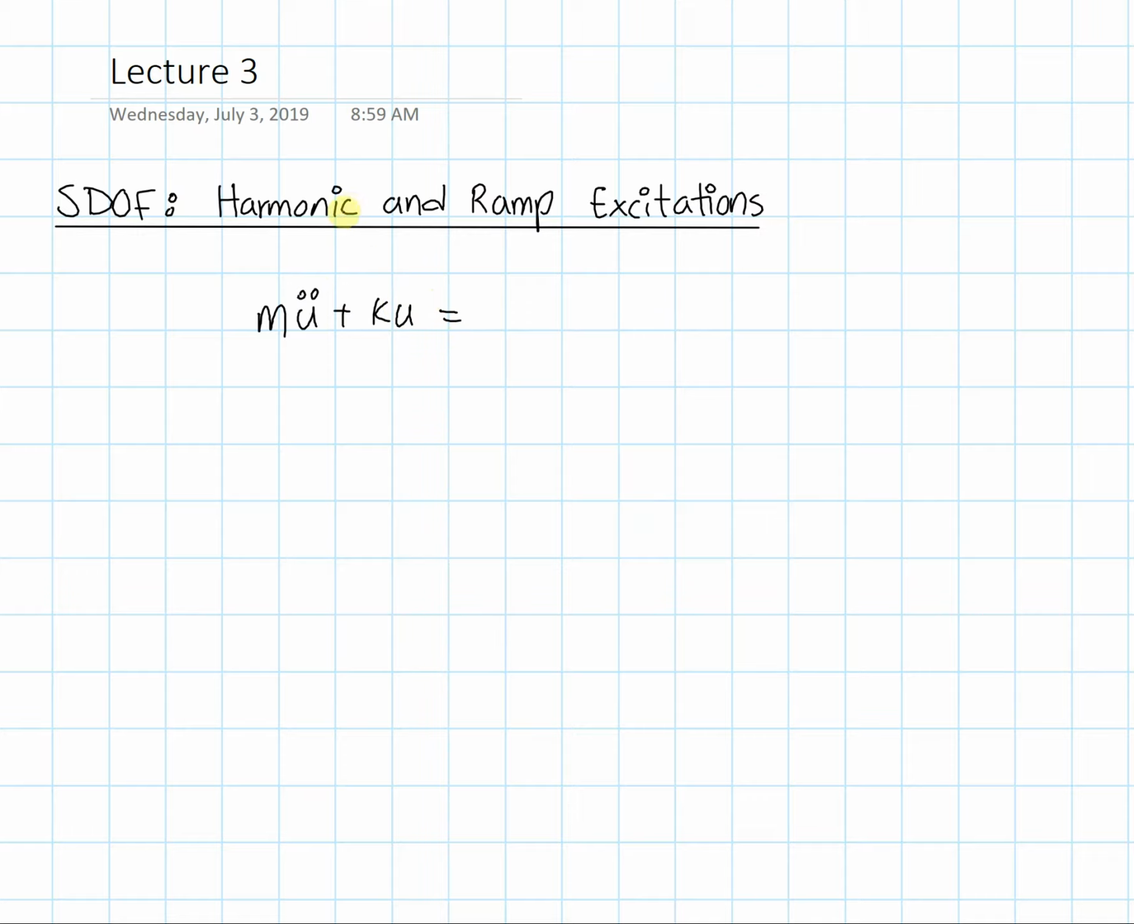And I'm interested in the harmonic excitation, and as the term implies, harmonic has to do with sinusoidal motions. So I'm going to have some sort of amplitude multiplied by a sine wave. Now, with this sine wave, I have a frequency that is labeled omega. I don't want you to confuse this omega with the natural frequency. This is the frequency of excitation.